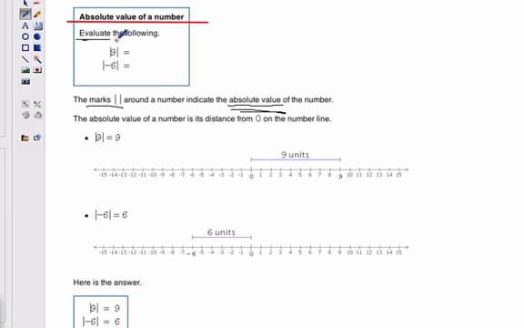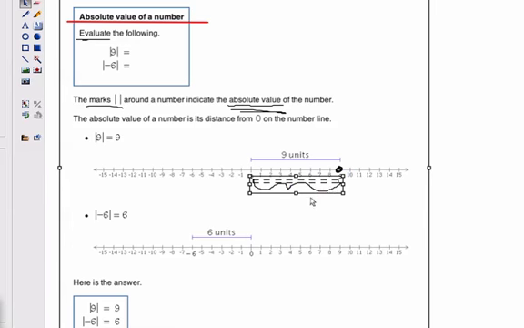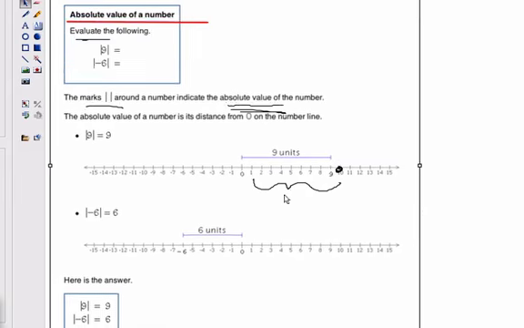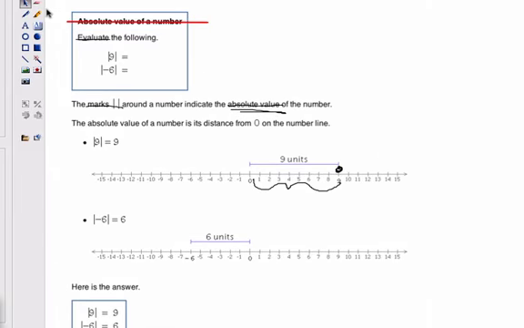So the answer to an absolute value, a simple absolute value of a number problem like this, is always just the positive amount. It represents how far away from 0 it is. So in this case, we know how to plot 9 on the number line. How far away is it? What's the distance right here? That distance is 9, isn't it? So the absolute value of 9 is just 9.